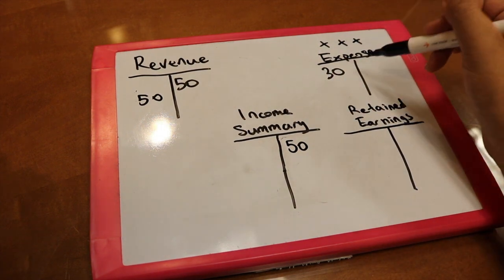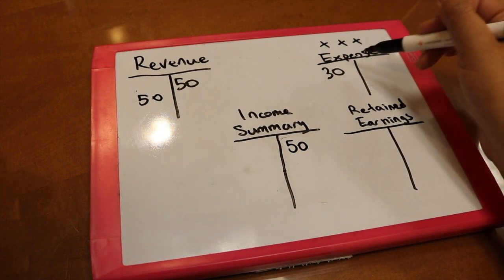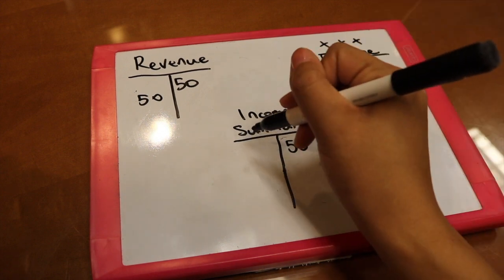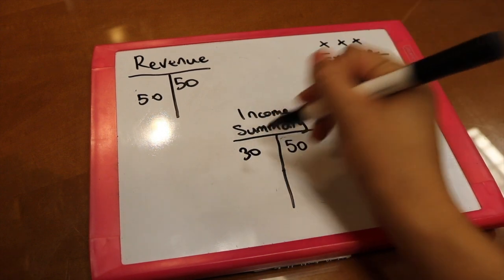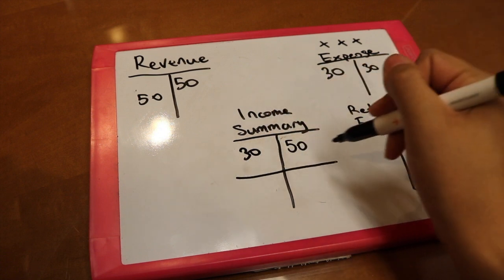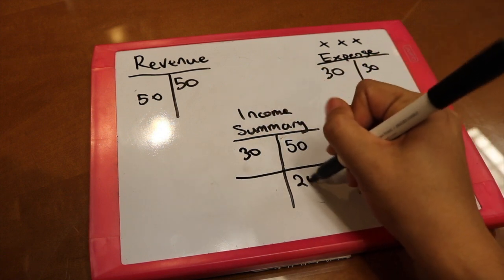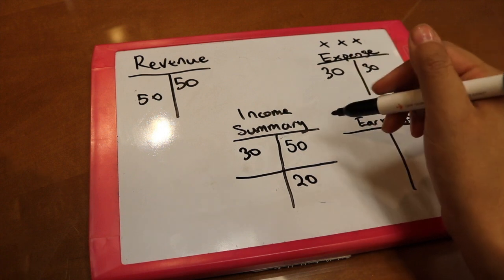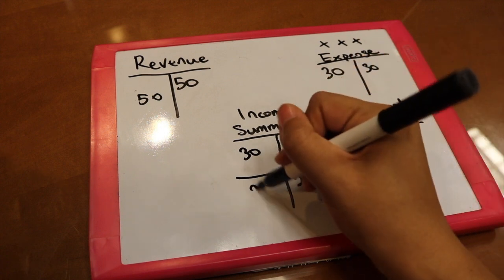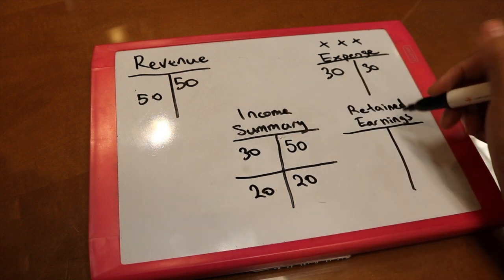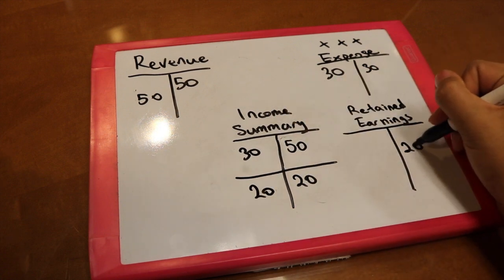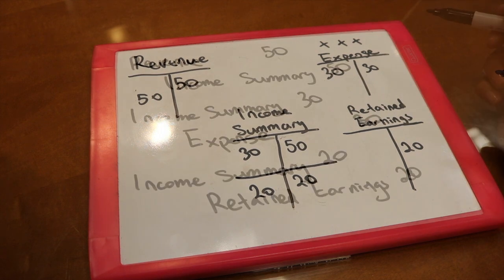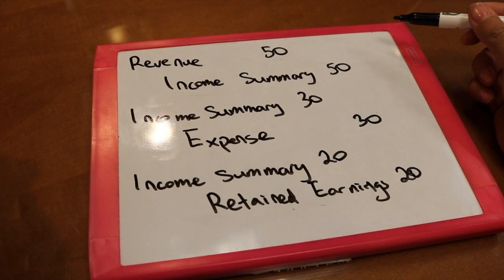Now, the expense would do the same thing. We would credit the $30 out of expense, and the matching debit would go into Income Summary. When we total this out, you'll notice that it still has a $20 balance in the credit side for our Income Summary account. That, at the end, gets debited, and the matching credit goes into retained earnings, increasing it by $20. So let's take a closer look at the journal entries.